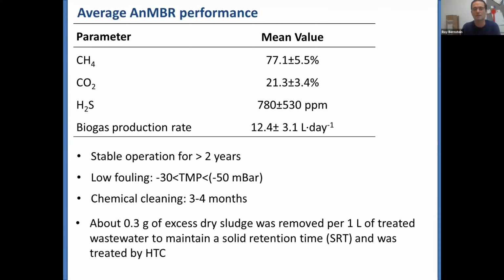In addition, in this research, we also took some excess of the sludge, about 0.3, to maintain a very high solid retention time, and this was treated by HTC. For the HTC, we can do different things. We can use it for agriculture, soil amendment, we can use it for energy. We are currently investigating that, and I'm not going to show the result for this. And we also use the liquid for microalgae growth. This was published in another paper.